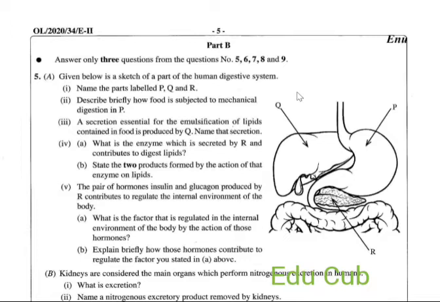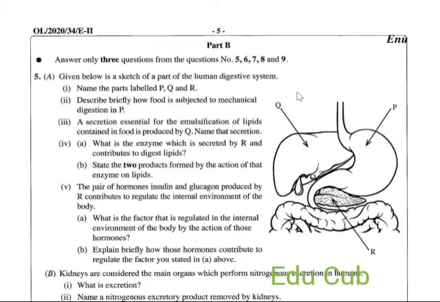Today we are going to discuss the last year science O-level paper with the marking scheme. Now let's discuss the second part, part B.